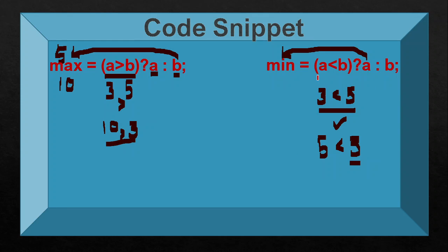Once again, I am trying to explain this. This is expression 1, this is expression 2, this is expression 3. Whenever expression 1 is true, expression 2 will be returned to the left hand side variable, and whenever expression 1 is false, expression 3 will be stored to the left hand side variable. That's how it works.